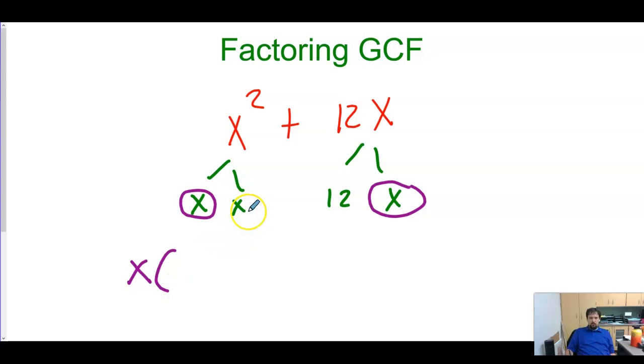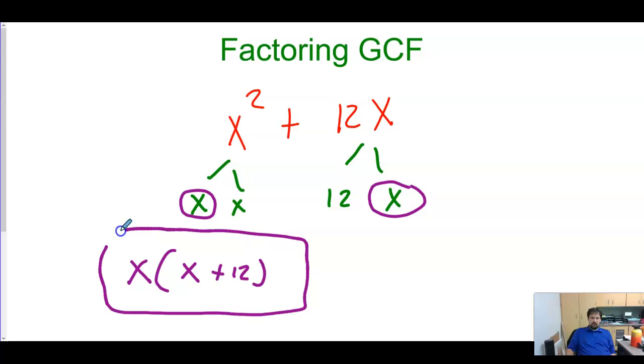Okay, and who's left at home? This x right here didn't have a date, and this 12 right here didn't have a date, because they didn't have anyone in common to go with. So that is my factored expression right there. So we're just looking for things that they have in common.